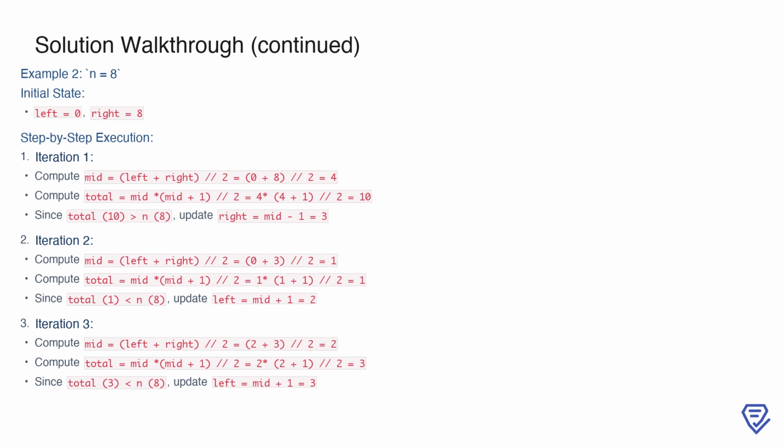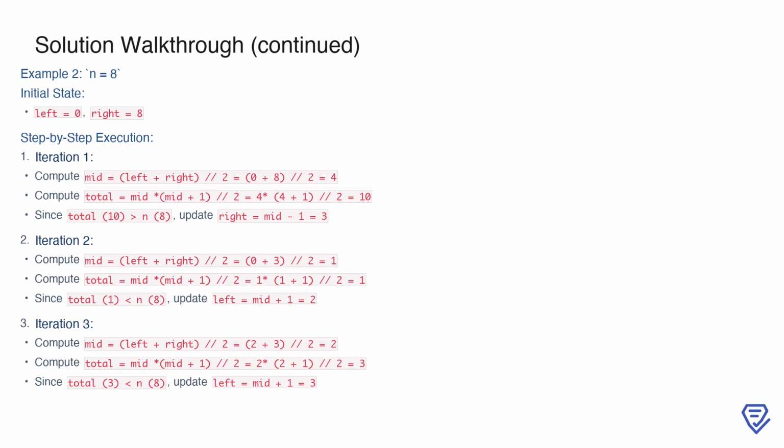In the second iteration, mid is recalculated as (left + right) // 2, resulting in 1. The total for one row is 1, which is less than 8, so we update left to mid + 1, making it 2. In the third iteration, mid becomes (left + right) // 2, which evaluates to 2. The total is now 3, which is still less than 8, so we adjust left to mid + 1, setting it to 3.